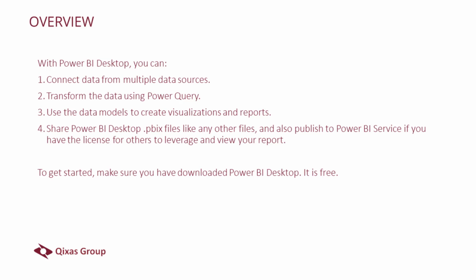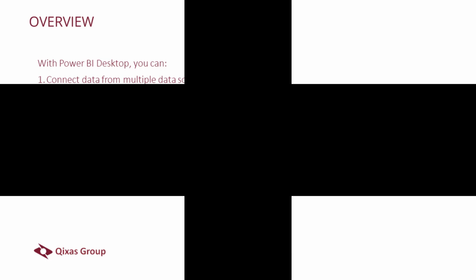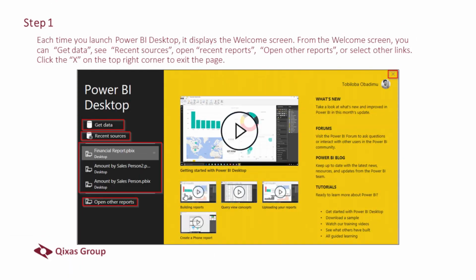To get started, make sure you have downloaded Power BI Desktop. It is free. Step 1. Each time you launch Power BI Desktop, it displays the welcome screen. From the welcome screen, you can get data, see recent sources, open recent reports, open other reports, or select other links. Click the X on the top right corner to exit the page.